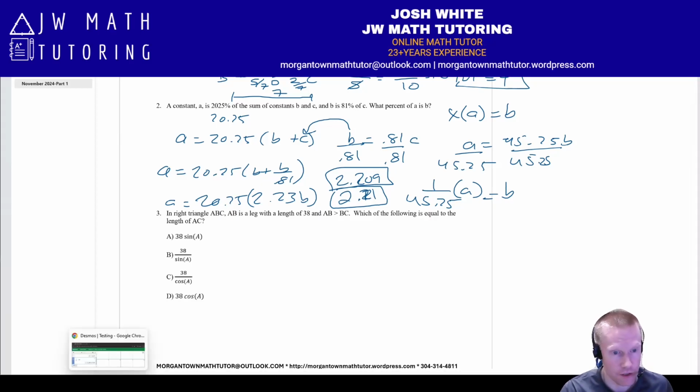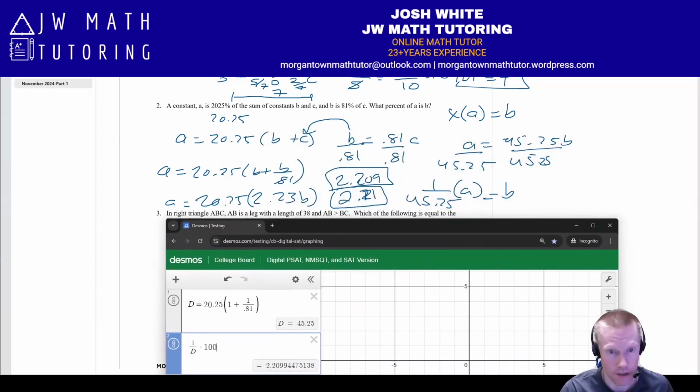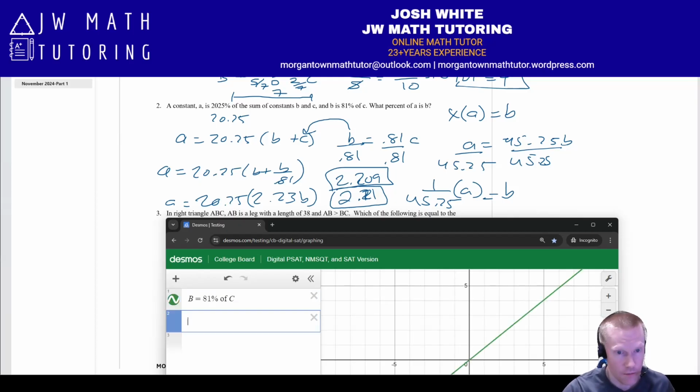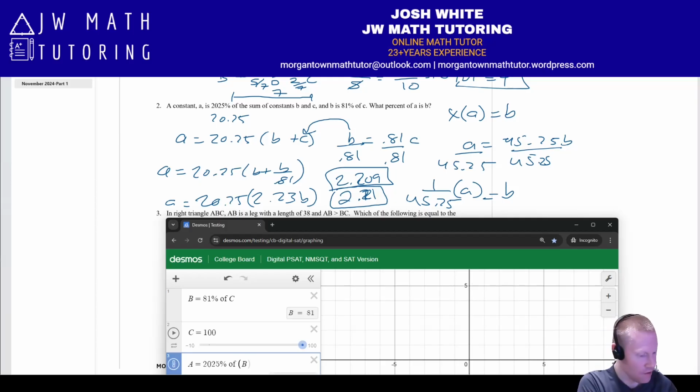Now, just to show you, here's how you could do the entire problem and all the calculations just in Desmos. First thing I'm going to do is define B as 81% of C, but I'm going to let C equal 100 just as my starting point. Okay, so I've got that, and then I know that A is equal to 25% of B plus C.